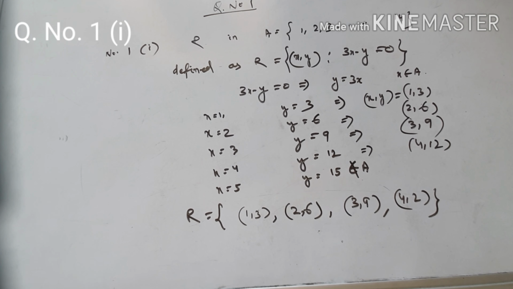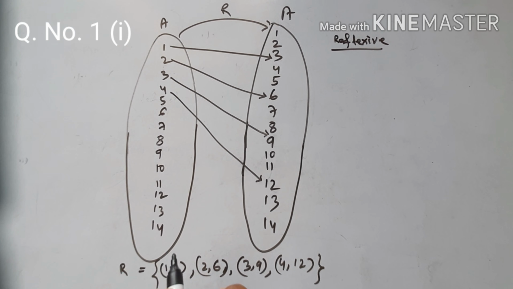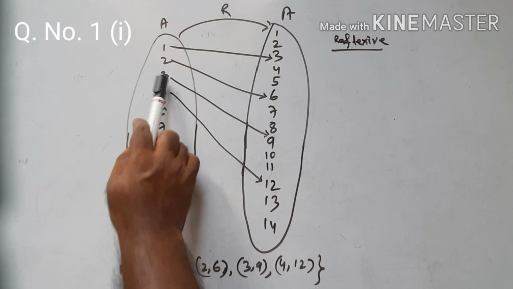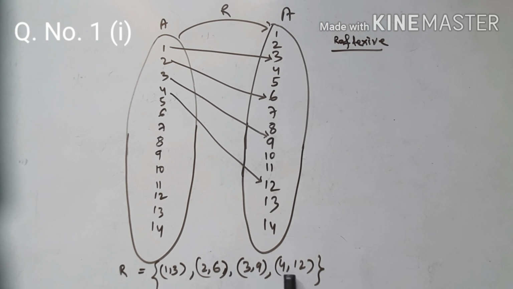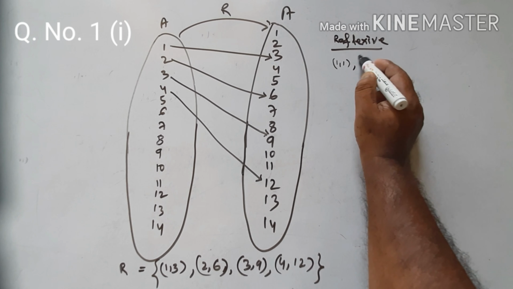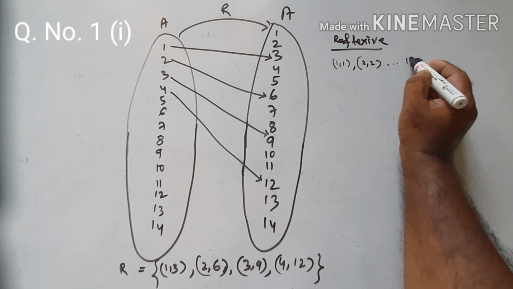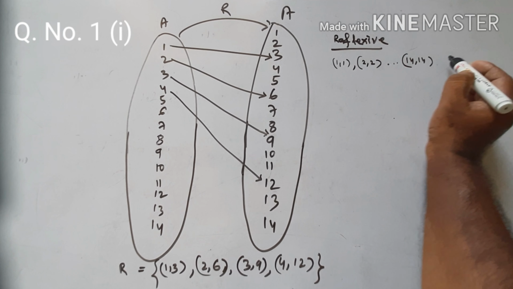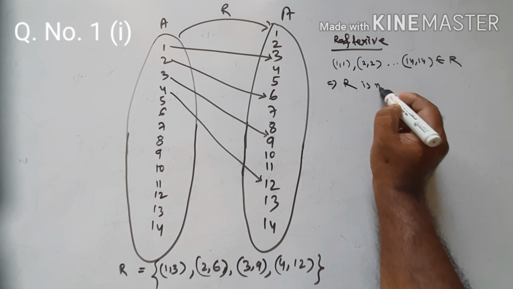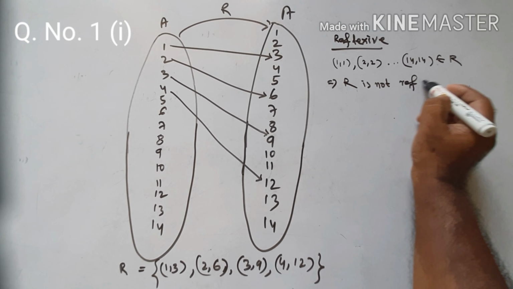Now represent this by a Venn diagram. In this diagram, (1, 3) is this one, (2, 6) is this one, (3, 9) is this one, and (4, 12) is this one. Clearly, (1, 1), (2, 2) up to (14, 14) are not present in R. Therefore, R is not reflexive.